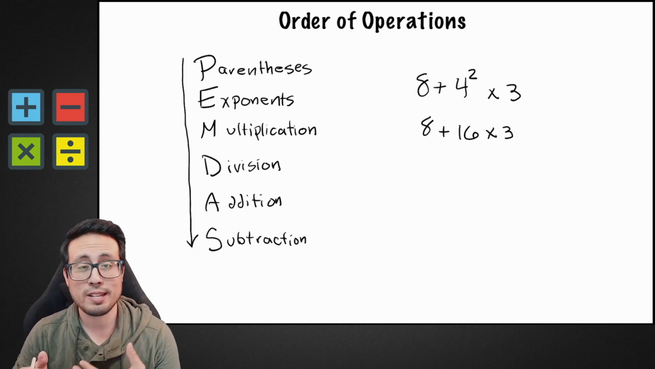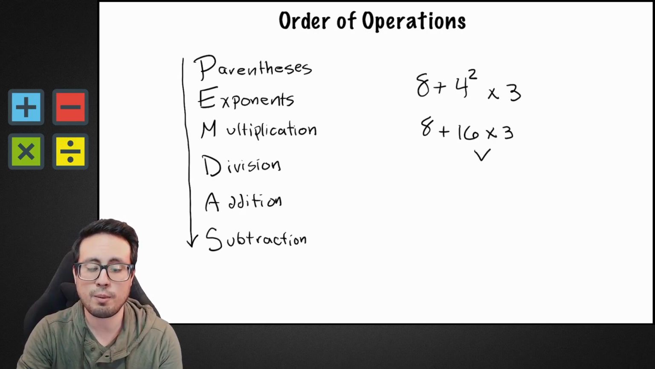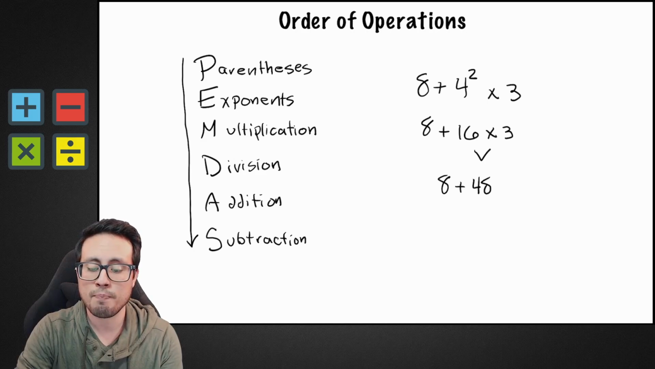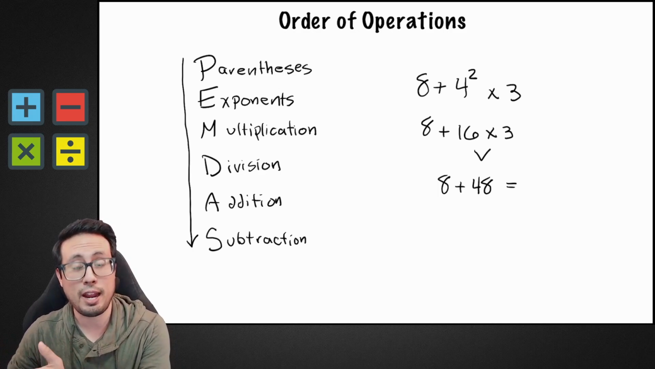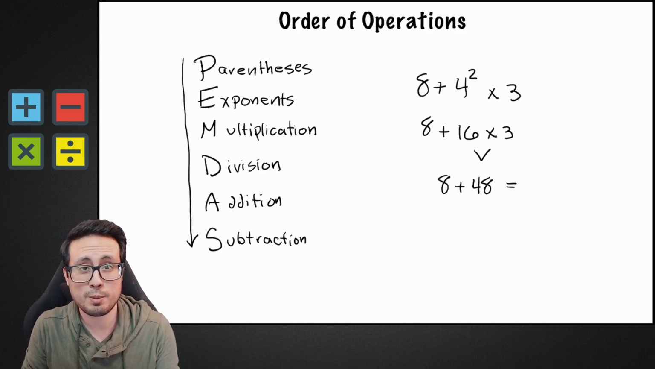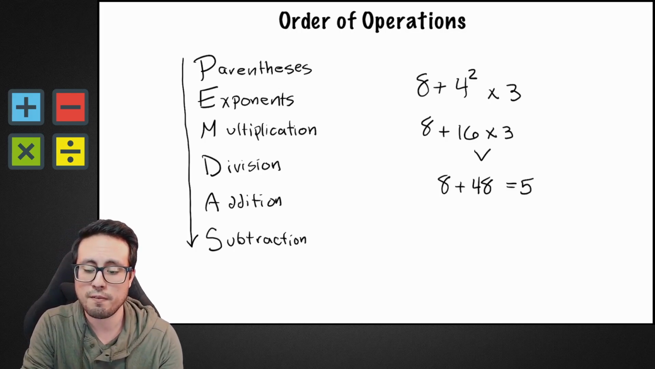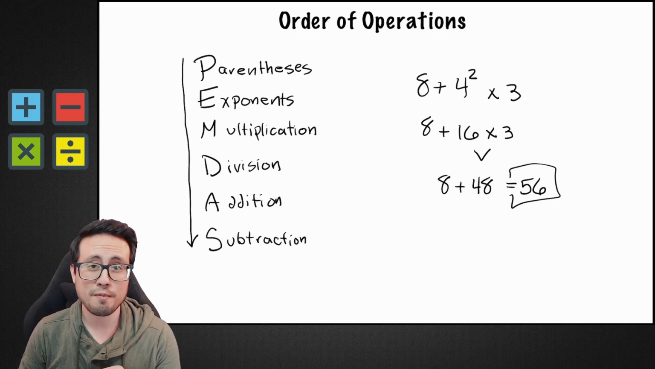Now, at this point, are there any more exponents? No. Multiplication and division? Yes, we have 16 times 3, right? So now I'm going to simplify that. 16 times 3 is 48. So I'm going to write 48. And is there any more multiplication or division? No, I can go to addition and subtraction. Is there any addition and subtraction? Yes, there is addition. There's no subtraction. So all I have to do now, 8 plus 48, that's going to give me 56. And 56 is going to be our answer. 56 is our answer. Awesome, right?